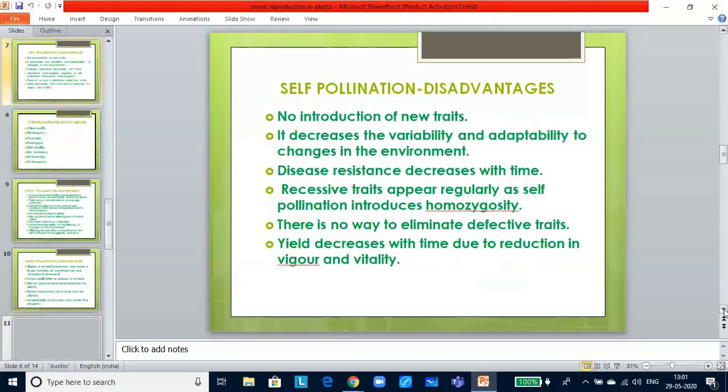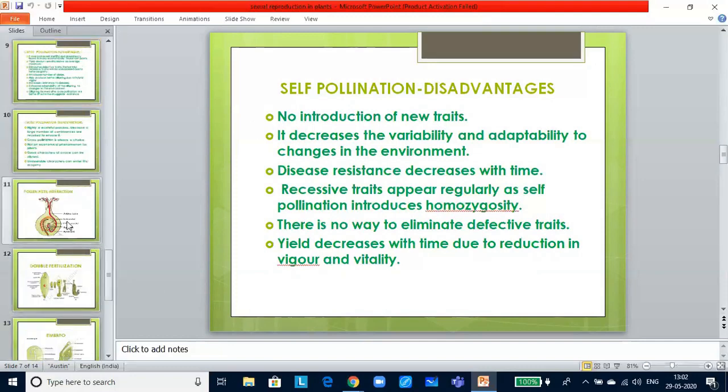The next thing is, what are the disadvantages? Again, it is similar to inbreeding, with no introduction of new traits. It decreases variability and adaptability. Disease susceptibility will increase over a period of time. Recessive traits will appear regularly as self pollination induces homozygosity. There is no way to eliminate the defective traits. Yields decrease with time due to reduction in vigor and vitality.